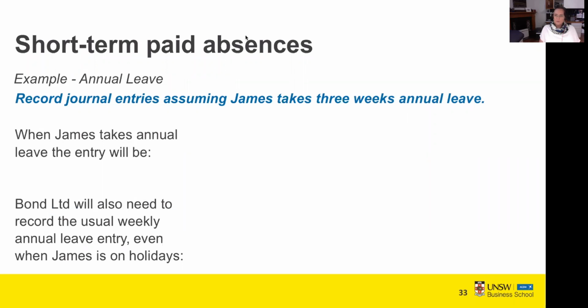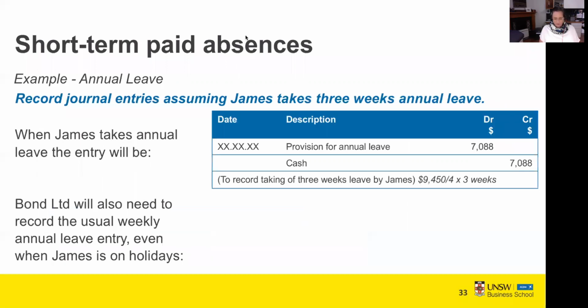Now, what happens when the employees take their leave? So we've been asked to record the journal entry, assuming that James takes 3 weeks holiday. So we know what his annual entitlement is, 9450. So we divide that by 4 times by 3, and this gives us the total amount that he's going to be paid whilst he's on holidays. So when he takes his 3-week leave, he'll be paid a total of $7,088. We debit the provision and credit cash.